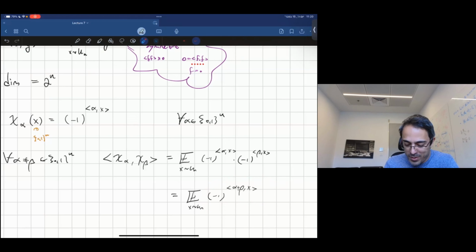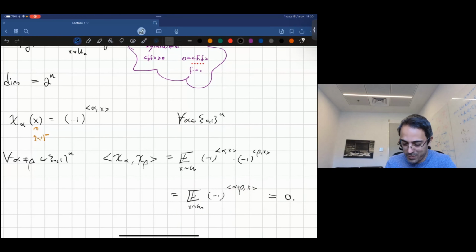And the point is that because alpha and beta are distinct, alpha plus beta is a non-zero vector. Everything is 0, 1. So this is a non-zero vector, and we said that this thing is 0, right? When you take the expectation, you take a completely uniform random string and take the inner product with some non-zero vector, then half of them will be 0, half of them will be 1. So in this -1 power, this translates to 0.